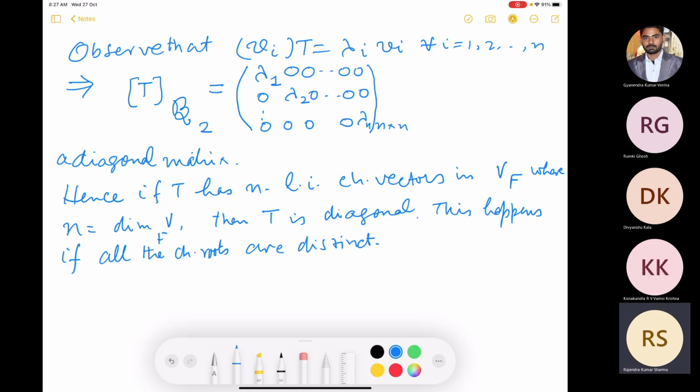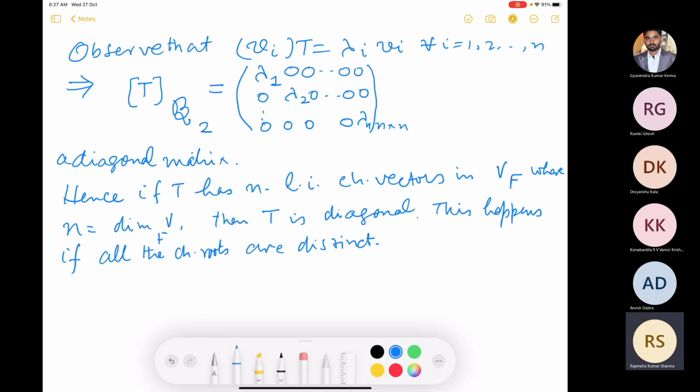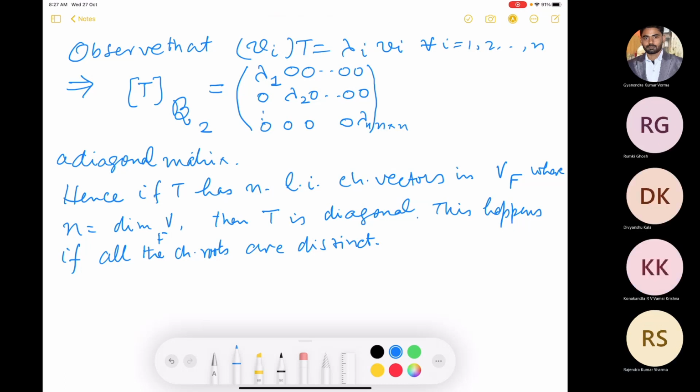So if a linear transformation, or for that matter, if the square matrix A of order n by n has n distinct characteristic roots, then it has n linearly independent vectors, and they form a basis with respect to which the matrix of T is diagonal. So that amounts to saying that A is similar to a diagonal matrix.